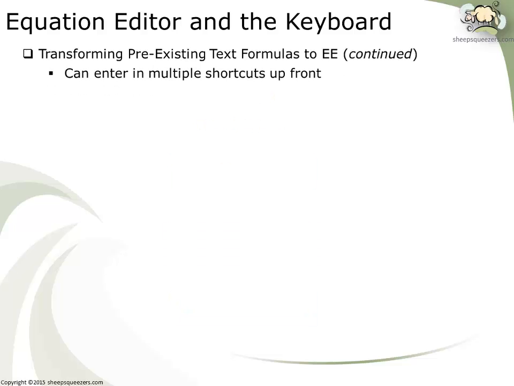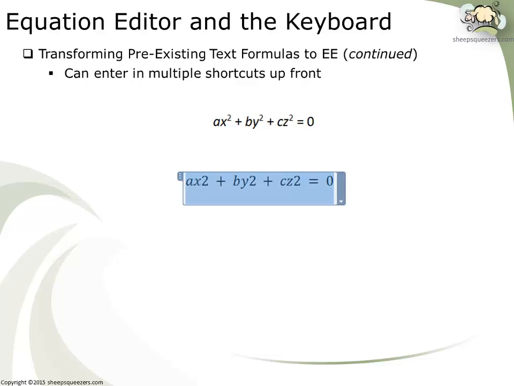Now, you can actually enter in multiple shortcuts up front. So for example, here we have ax squared plus by squared plus cz squared equals 0. And that's basically just using the keyboard and using superscripts. All those 2's are superscripts. I highlighted that equation, I smashed on the Alt equal sign, and I wound up with what you're seeing on your screen, which is an equation editor object. And again, all of the superscripts have been just reduced down to just the number 2, which is fine.